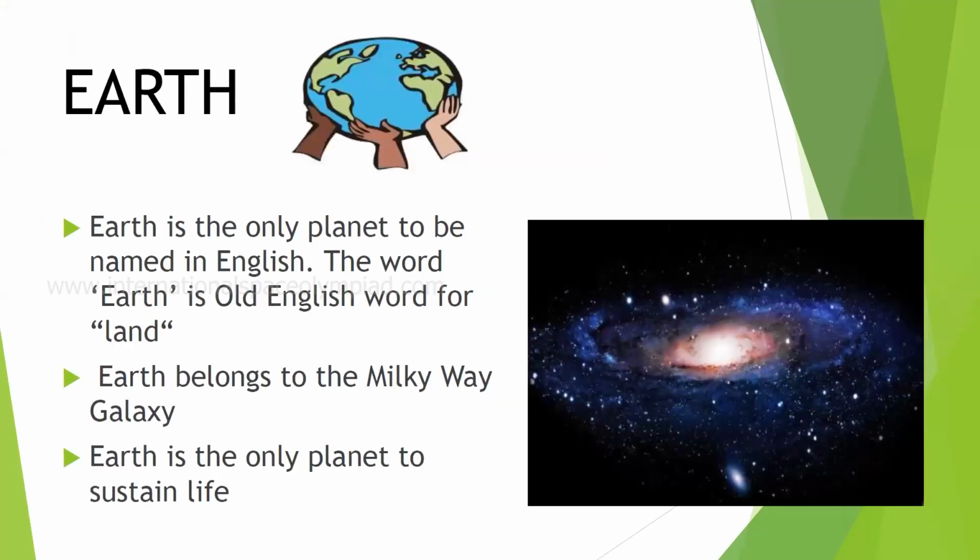So, yesterday we studied about Mercury and Venus. Mercury was a Roman messenger to God, and Venus was the goddess of love and beauty. The third planet from Sun, our Earth. So Earth is the only planet to be named in English, and the word English is an Old English word for the land. We don't know who named the planet the Earth. We just know that the word means land or soil.